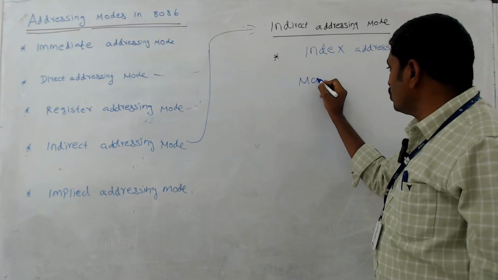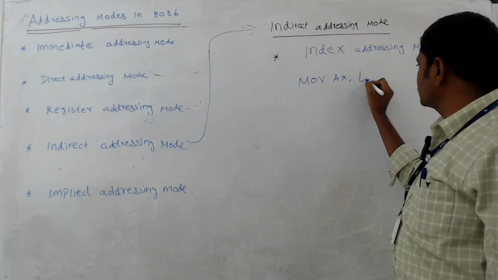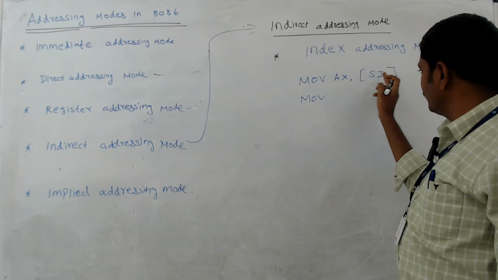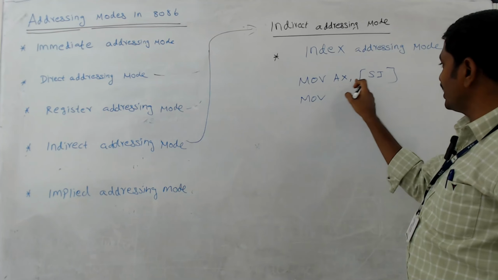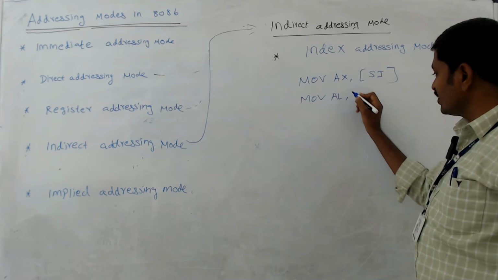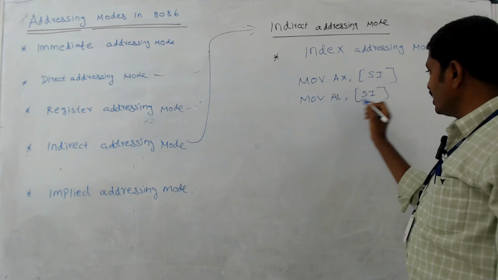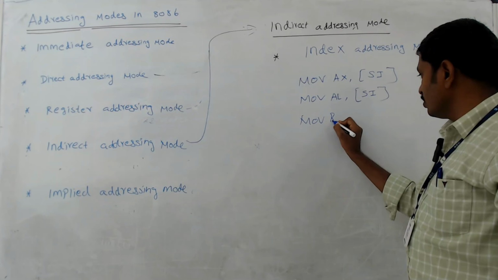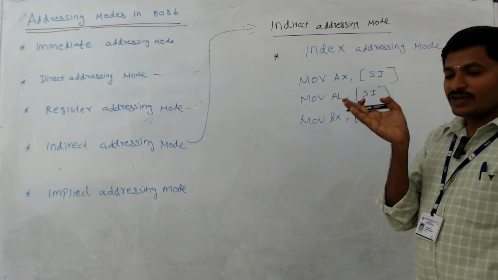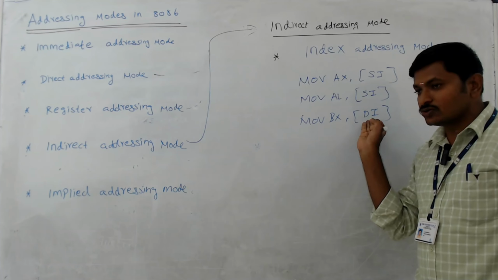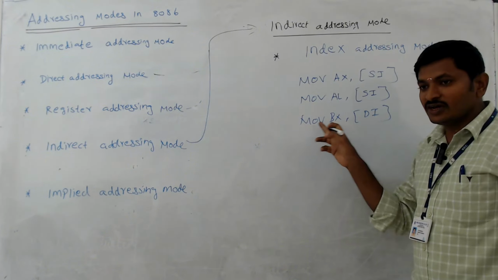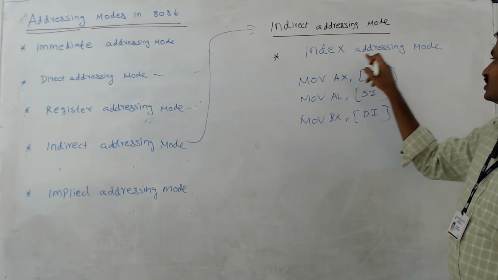For example, MOV AX, SI. If you want to move a 16-bit value, use MOV AX, SI. Otherwise, if you want an 8-bit value, instead of AX you can use AL. Like that, MOV BX, DI or AX, DI. So whenever data is moved between the index register and a general purpose register, we call it the index addressing mode.